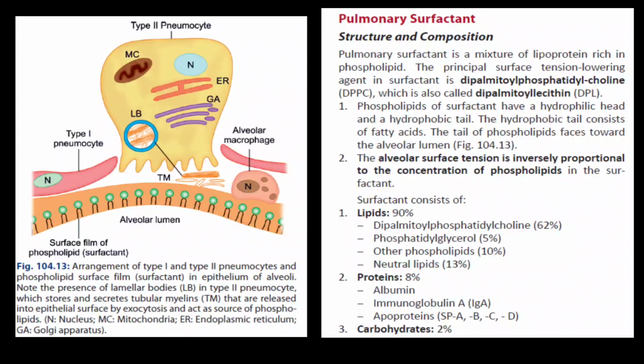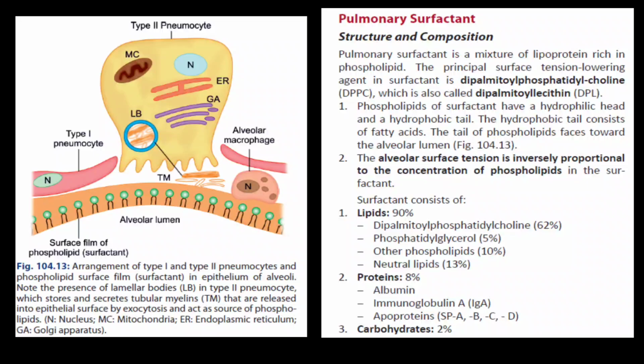Other than dipalmitoyl phosphatidylcholine, or DPPC, or dipalmitoyl lecithin, which is 62%, some other phospholipids are present: phosphatidylglycerol 5%, other phospholipids 10%, and some neutral lipids are also present, that is 13%. Okay, and it also contains the lipids.